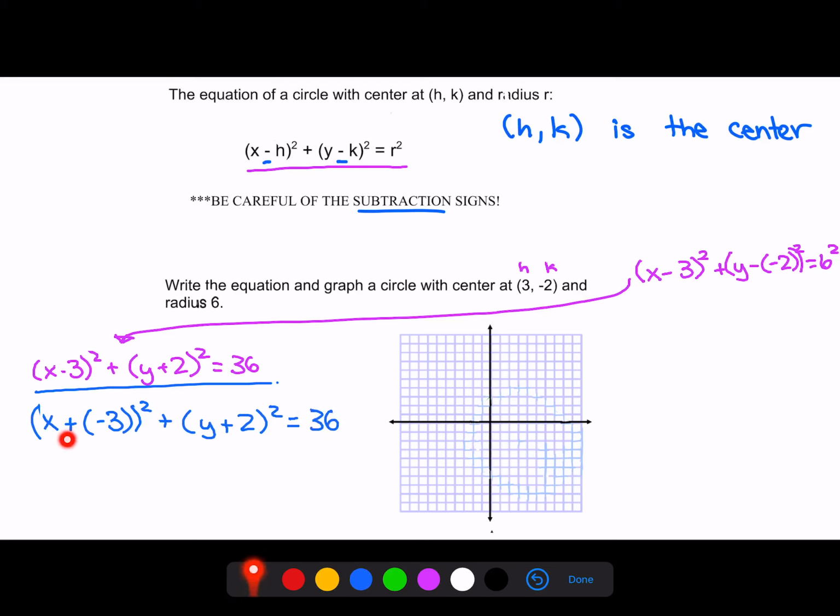Because again, on the homework, these are always going to be pluses. So I want to make sure that you know, oh, I'd plug in negative 3 here in this case. I'd plug in positive 2 here in this case. Just to make sure that we're on the same page.